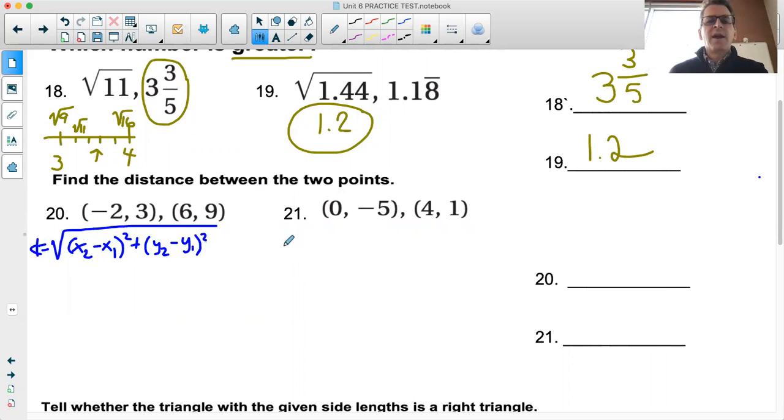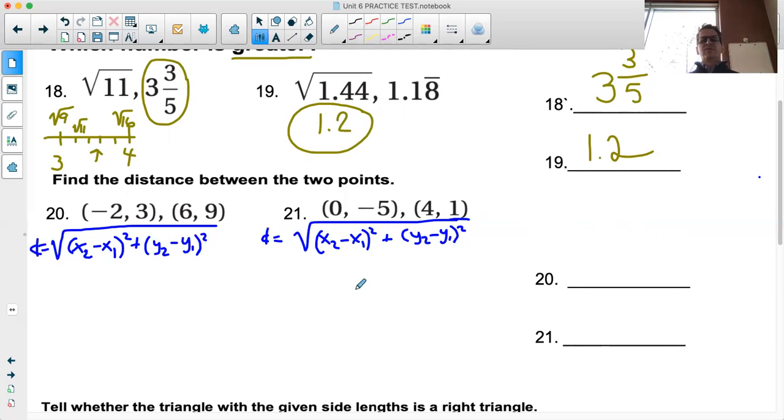So we'll use the same distance formula for the 21. So let's write that down. Square root of x of 2 minus the x of 1, and that value is squared, plus y of 2 minus y of 1, and that value is squared. Okay, so we're using the distance formula for both of them.